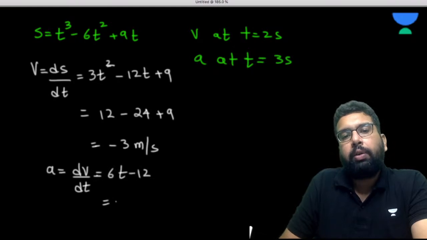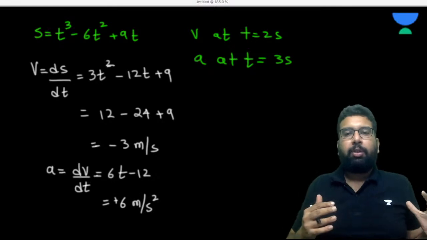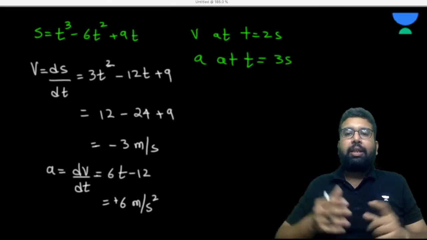So t is equal to 2. Oh, sorry, at 3 seconds we have to find. So t is equal to 3. So it is 18 minus 12. That is 6 meter per second square. So it is positive. Okay. Now, what is the interpretation of it? How can you imagine this physically?